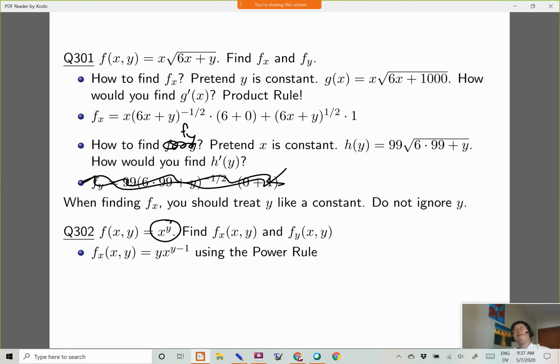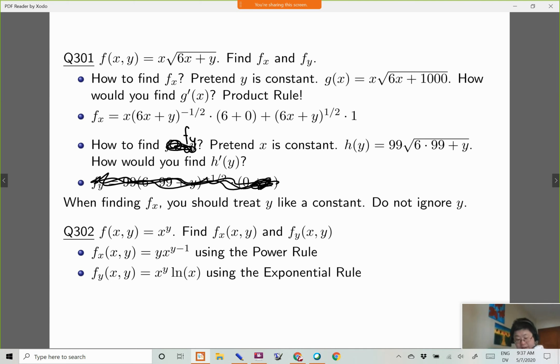So to differentiate x to the y, treating the base as the constant, the x is a constant. Think about how you differentiate 3 to the y. Yeah, the derivative of 3 to the y is 3 to the y times ln of 3. So the derivative of x to the y is x to the y times ln of x, right? Using the exponential rule.